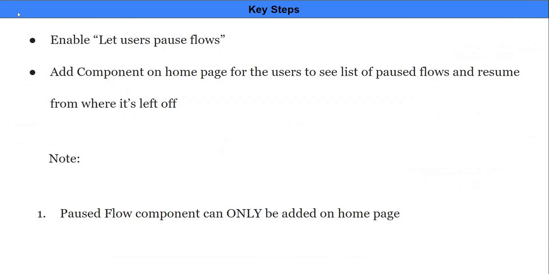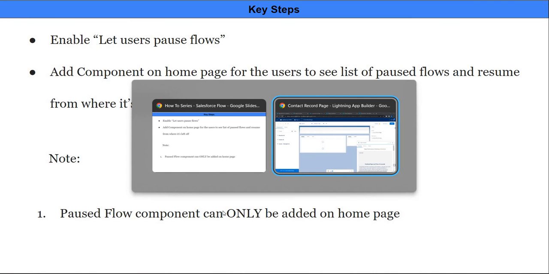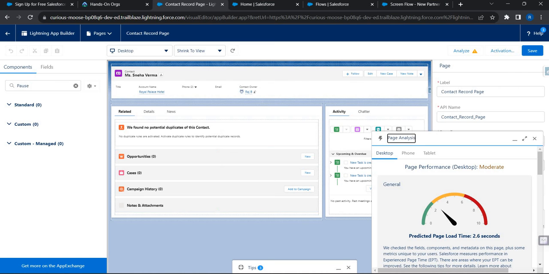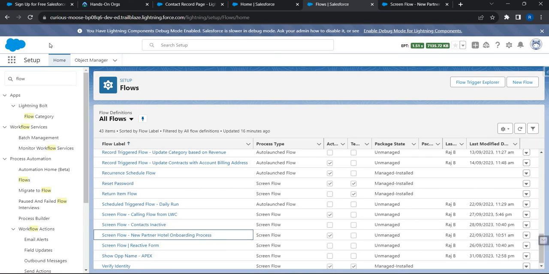Okay, so in summary, the first one is you have to enable the feature. Number two, once the feature is enabled, the pause button will start appearing in the footer, right? And third one is you can use the standard component to show the users the list of paused flows, right? And it can be added only on the home page, not anywhere else, right? So this is from the user perspective. And the last one is from an admin perspective.